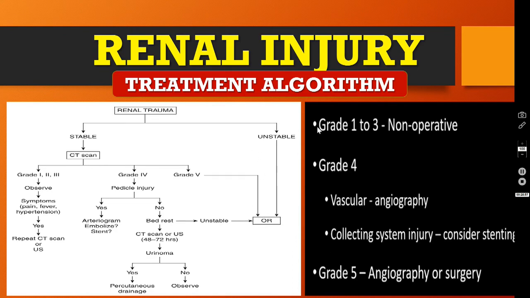So in summary, if it is grade 1 to 3, do conservative or non-operative management. If it is grade 4 with vascular injury, you have to do an angiography, and according to the findings in the arteriogram, you decide whether to do surgery or not. If it involves the collecting system, then we must consider stenting the patient. If it is grade 5 and involves any artery or vein, then you can do angiography or surgery. If it is a severe grade 5 injury, then you have to do nephrectomy.